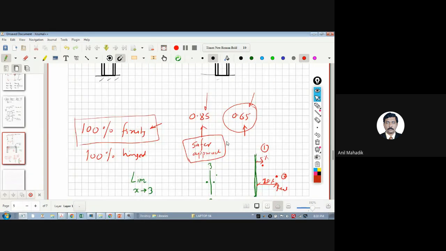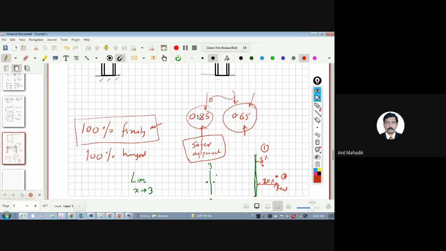Say you assume this 0.65, but you know that in reality the fixity is not 100%. That means this assumption is not correct. So why not go for the assumption which is nearer to the reality? And that's why we go for the higher side here. And whenever you are in doubt, go for the higher, safer approach always.